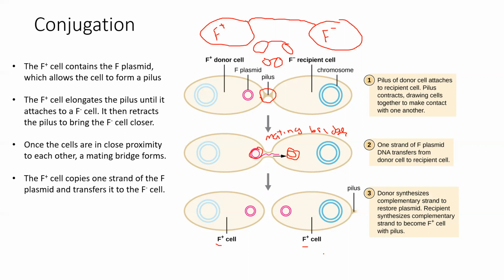So now both cells can go out and create a pilus and do horizontal gene transfer to an F negative recipient cell. Okay, so some keywords to remember with conjugation are pilus, F plus, also F minus, and cell-to-cell contact.